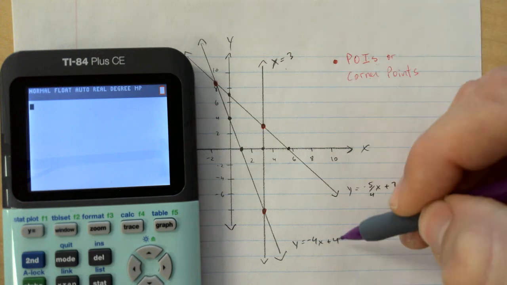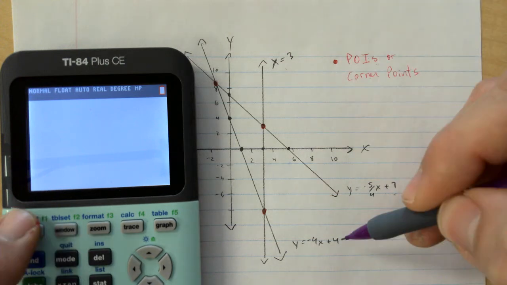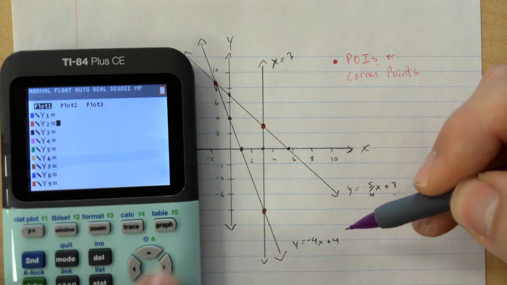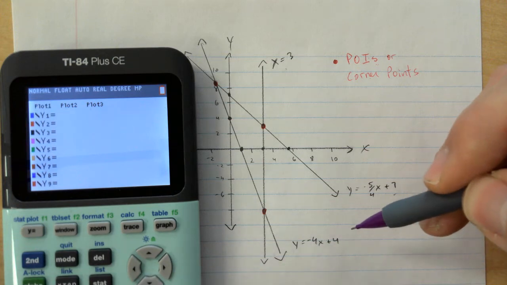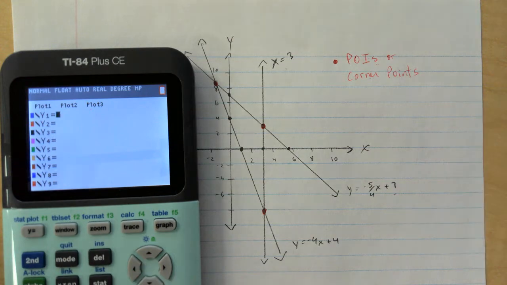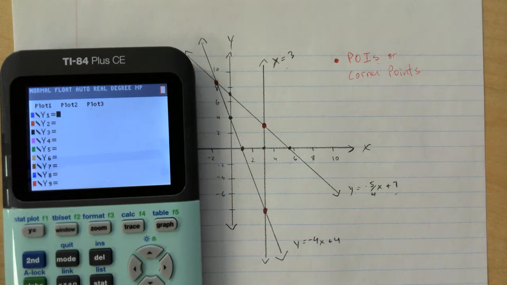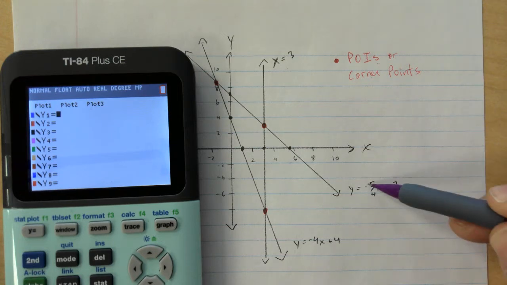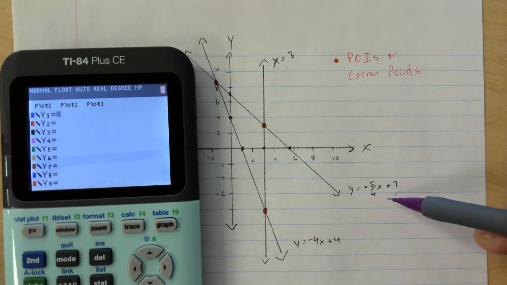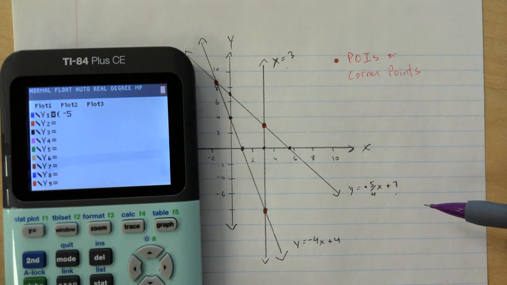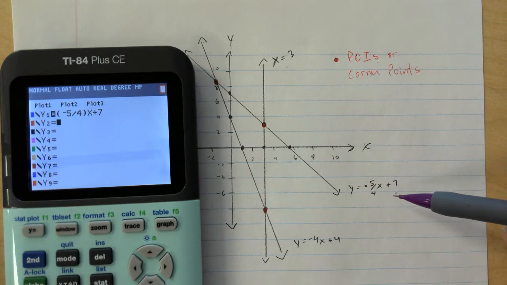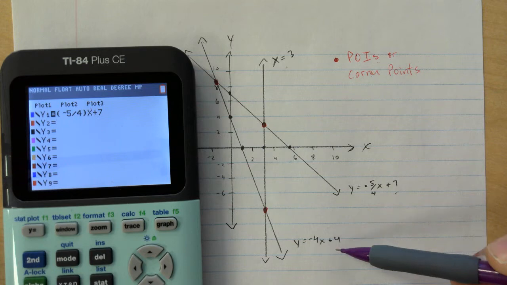So let's go to our y equals. I'm going to turn off plot 1 because I'm entering the equation manually, so I don't want plot 1 to be turned on. Okay, so let's type in this one all together. The negative 5/4. So this is how I do that, by the way. Bracket negative 5 divided by 4, close bracket. So I'll put that coefficient in brackets, and then I'll go x plus 7. And then I'll enter the second one, that's negative 4x plus 4.